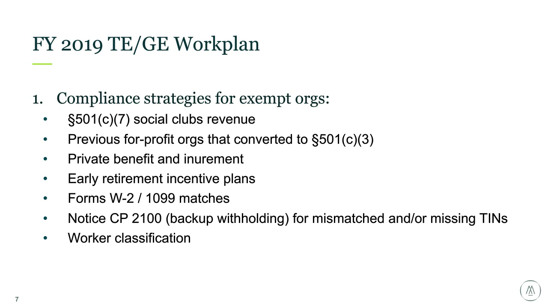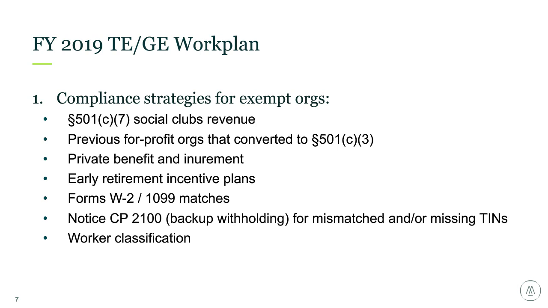Private benefit and private inurement. They're looking at indicators reported through the Form 990 or 990-PF on areas where there might be inurement going to the individuals or private entities connected with the organization. Early retirement incentive plans, they're looking at those. People can leave early.